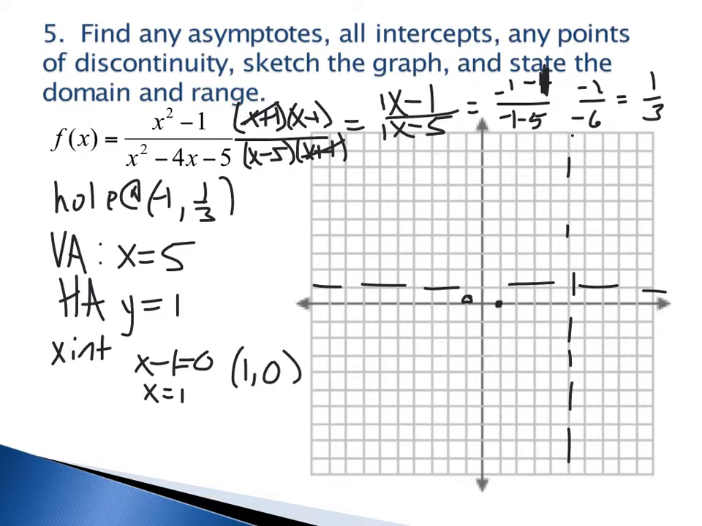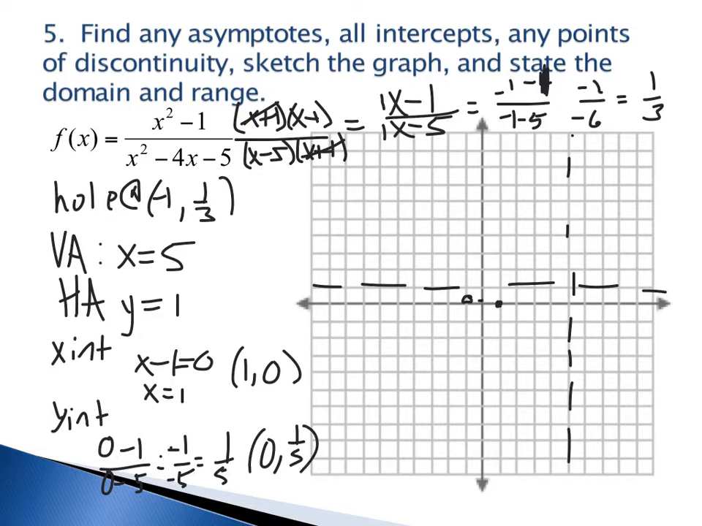Right, and our y-intercept, we're going to plug 0 in for our x's, so 0 minus 1 over 0 minus 5, which gives us negative 1 over negative 5, which gives us 1/5. So it's going to be (0, 1/5) is our y-intercept. Okay, now I have those, I can go ahead and graph that in. And then I can go ahead and graph the other side as well.